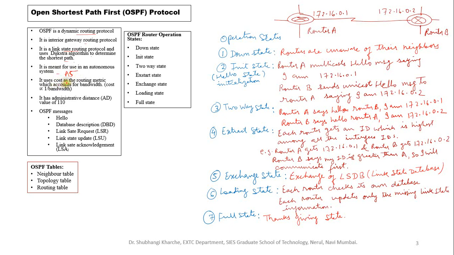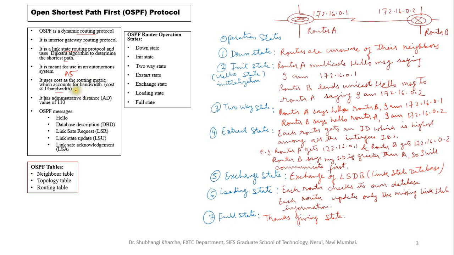OSPF uses cost as the routing metric, which accounts for bandwidth, and the cost of the link is inversely proportional to the bandwidth. So the cost metric should be as minimum as possible. It is inversely proportional to the link bandwidth, and the cost in a particular routing path is the addition of all the link costs in that path.